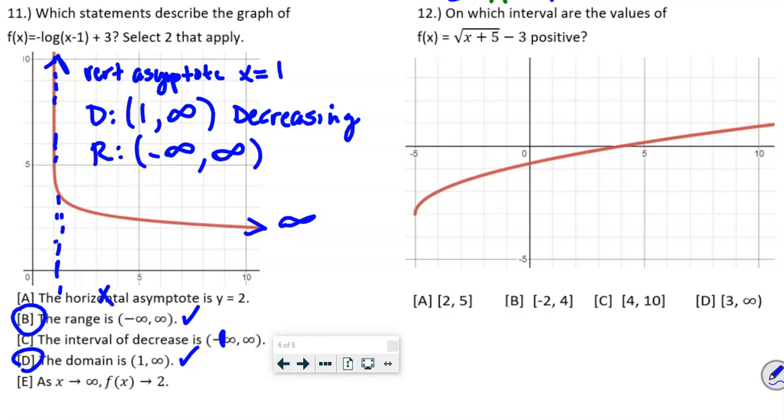F of x is going down, isn't it, to negative infinity? So that's also not true. That should be negative infinity, okay? So our answers are B and D there.